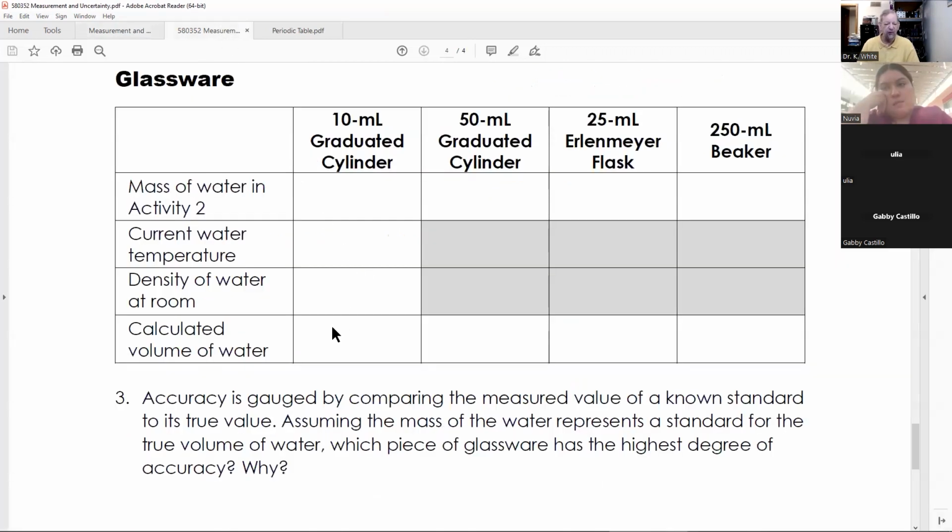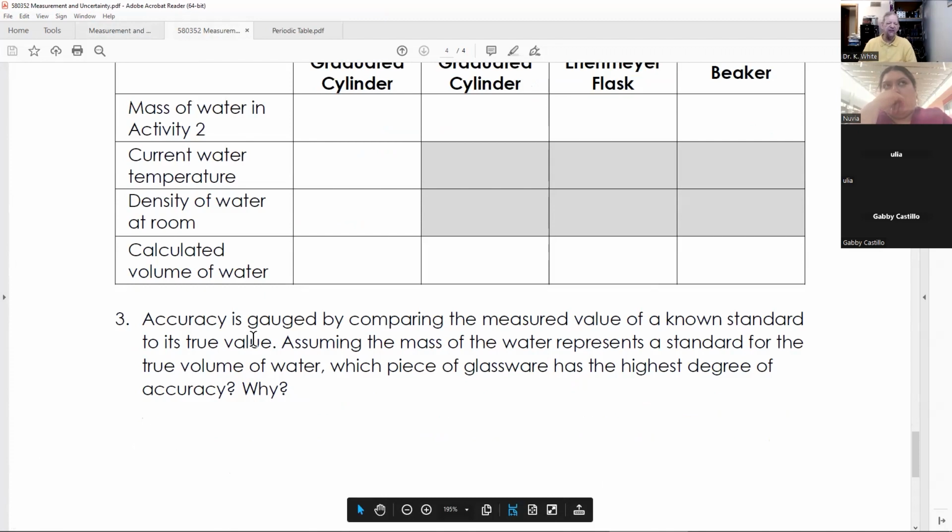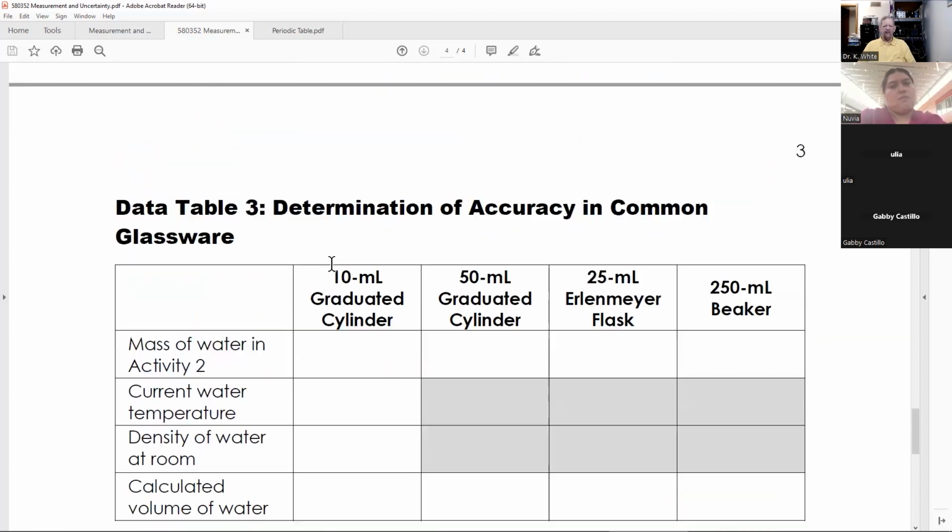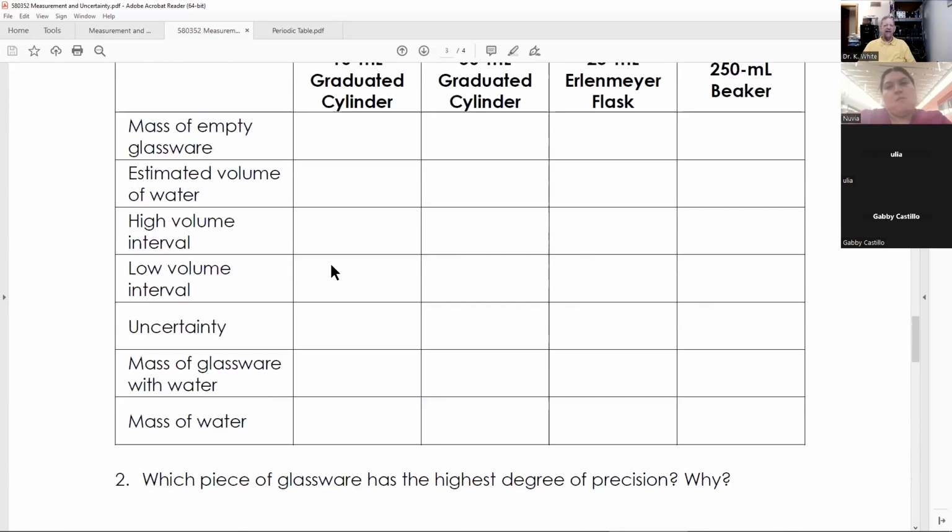And you can calculate the volume of water. And which one of these is the most accurate by a known standard? And the calculated number will be your standard. That calculated is the most accurate way to calculate the volume of the water by using weight and density. And you'll look at this number here for each one of these, and you'll come up and look at here what you estimated the volume is, and which of the two are closest will give you the accuracy.